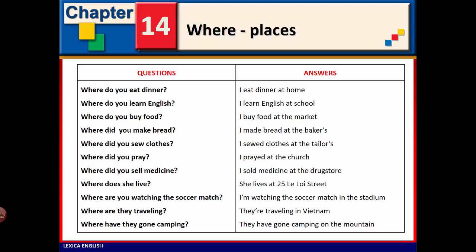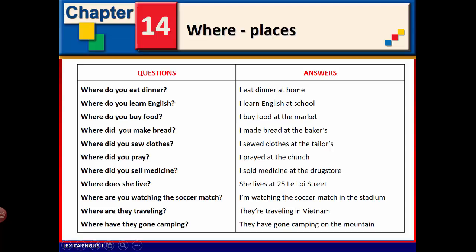Where do you eat dinner? I eat dinner at home. Where does he eat dinner? He eats dinner at home. Does he eat dinner here? No, he doesn't. Does he eat dinner at home? Yes, he does. Where does he eat dinner? He eats dinner at home.